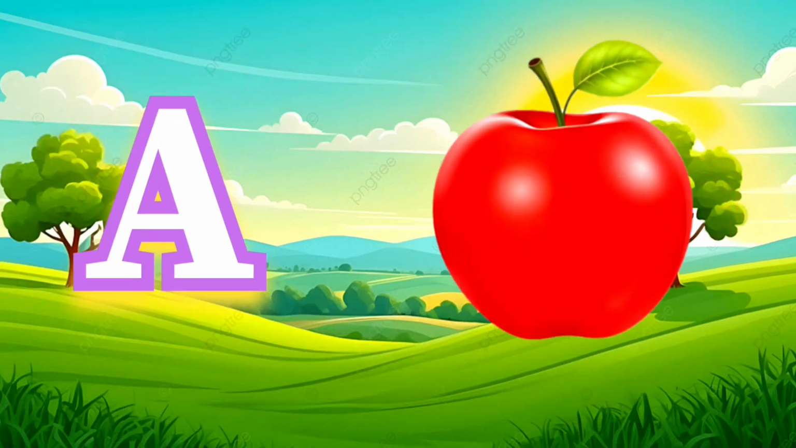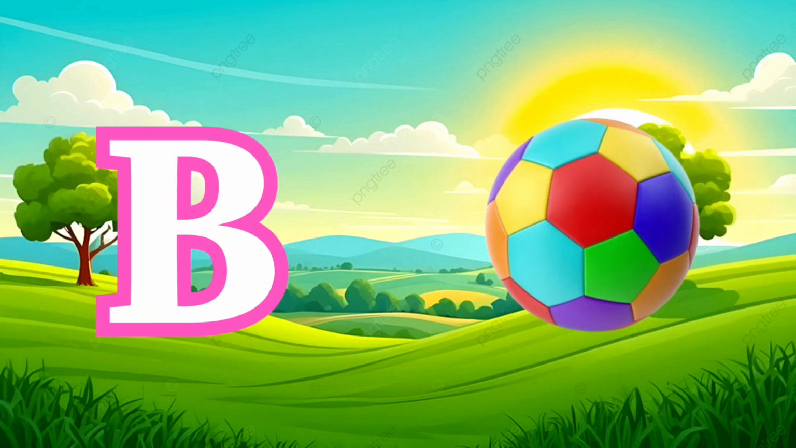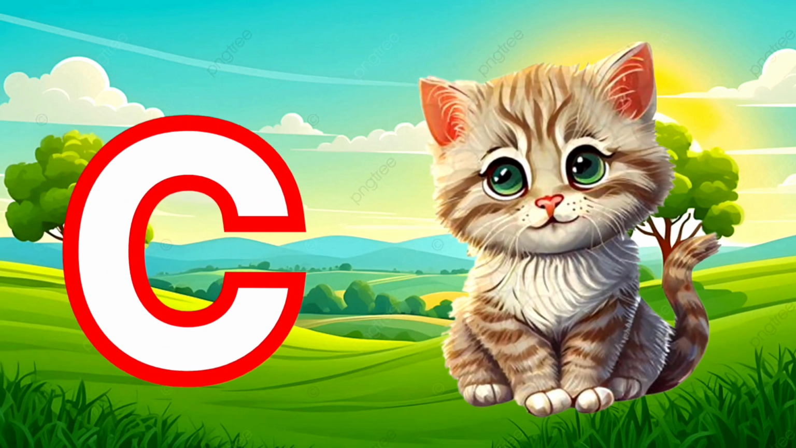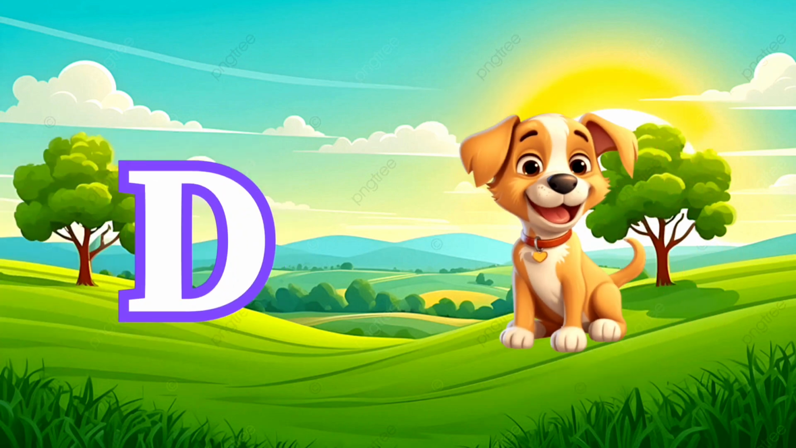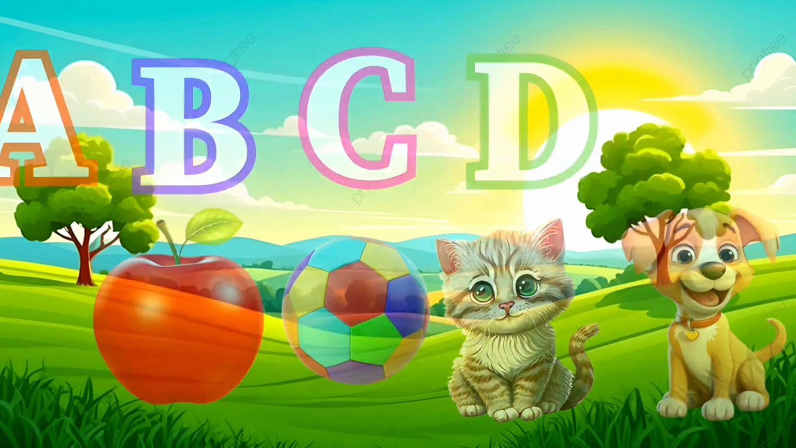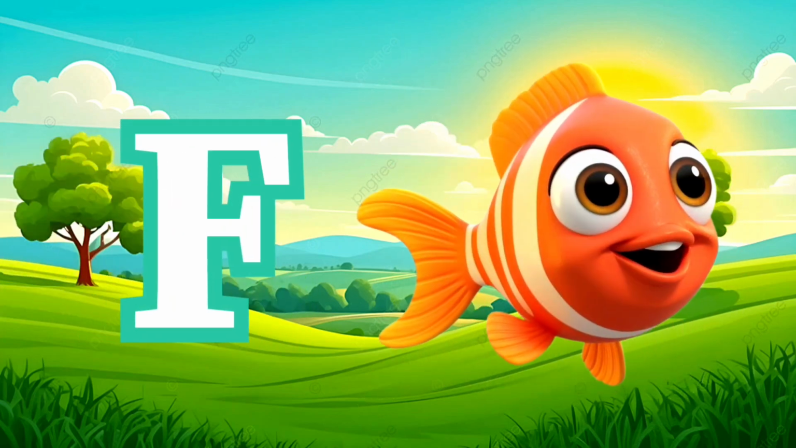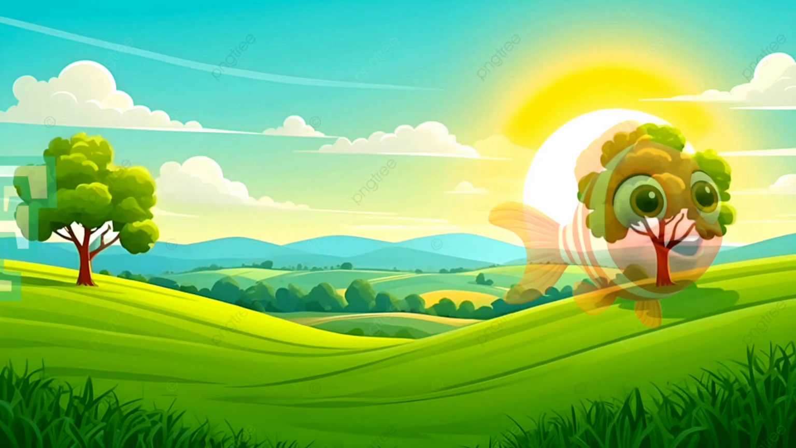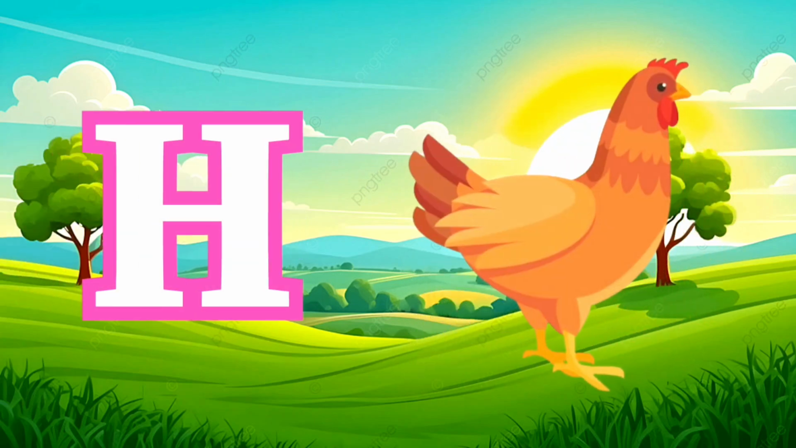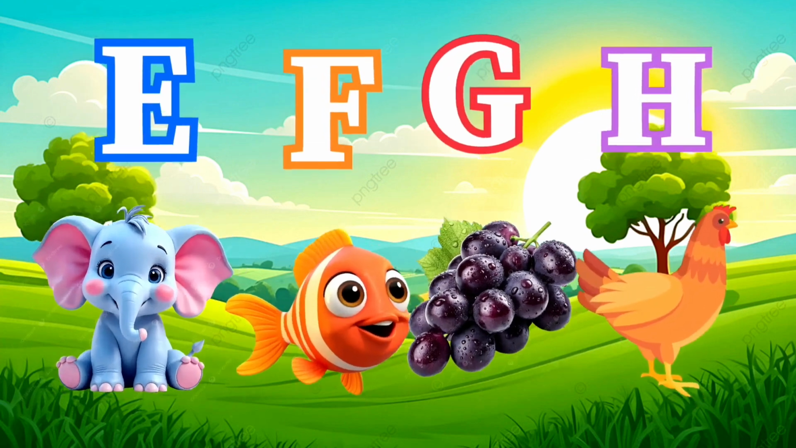A for apple. B for ball. D for dog. C is for cat. E for elephant. E is for egg. F is for grapes. G is for goat. H for hen. I is for ice cream.